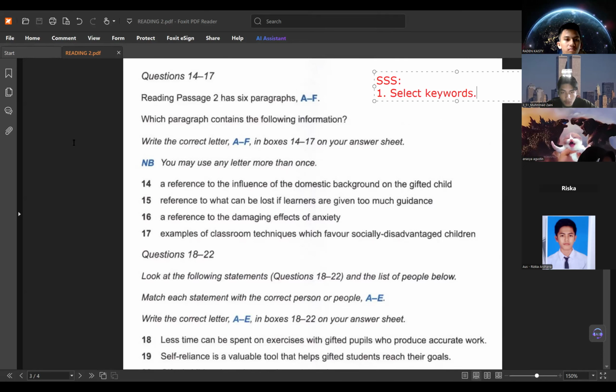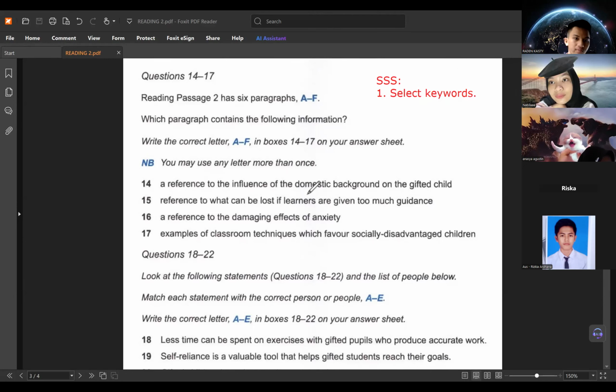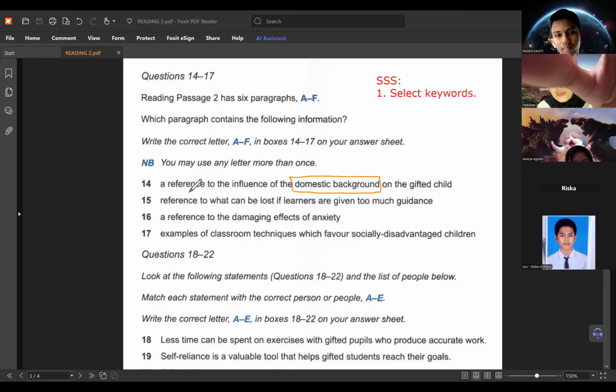So let's select the keywords. What are the keywords from this question? The keywords is? Domestic. Reference. And domestic background. Be careful, not reference. If you choose reference, you will not find reference in the text, because reference means penjelasan only, right? And you will not find this word. What you need to look for, I think, is domestic background. Domestic is the most important. Okay? So you choose the keyword.